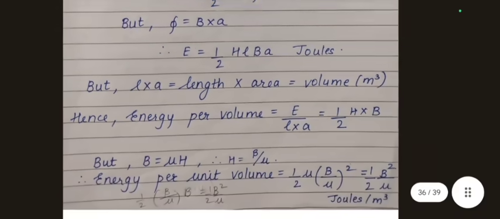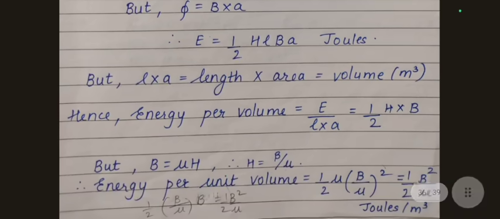So we will get energy per unit volume, A upon L into A, equal to 1 by 2 into H into B. Now as B is equal to mu into H, that is magnetic flux density, right? Mu is our permeability and H is magnetic field intensity. So this is the relation. If any numerical arises comparing magnetic flux density and magnetic field intensity, at that time use this formula, B is equal to mu into H.